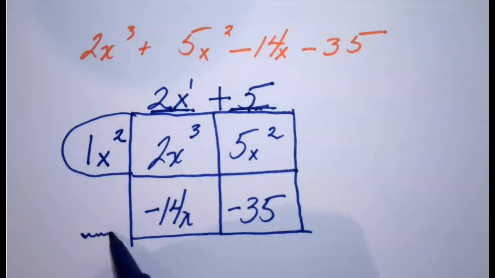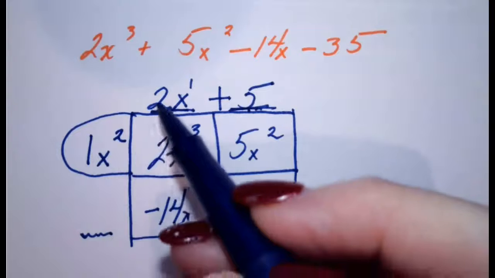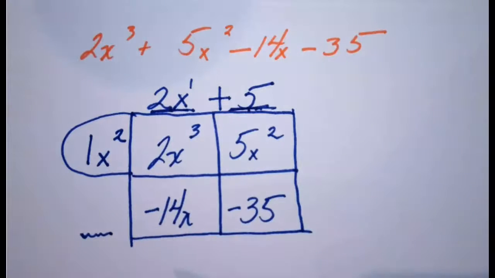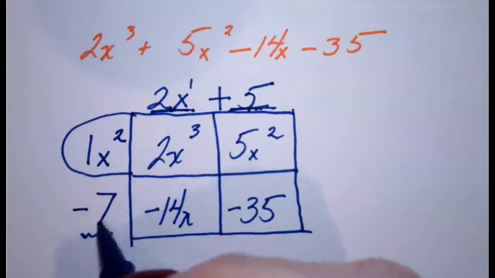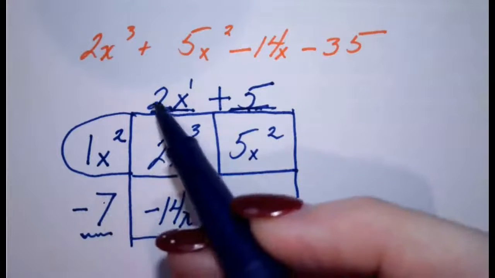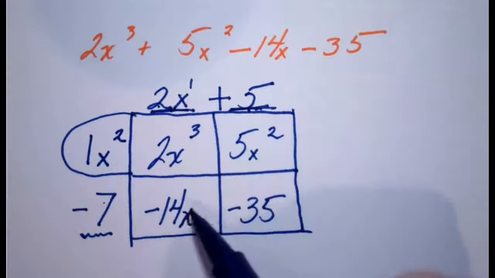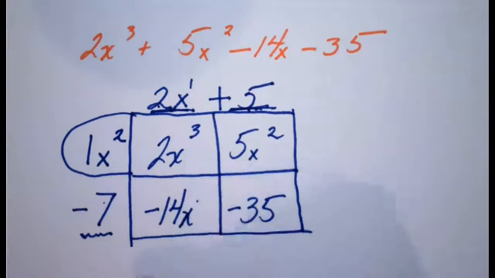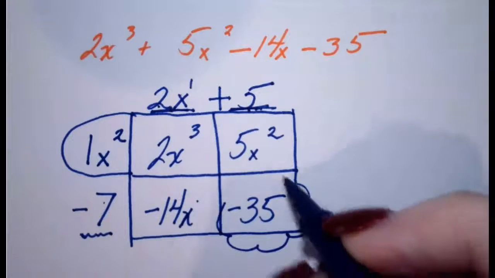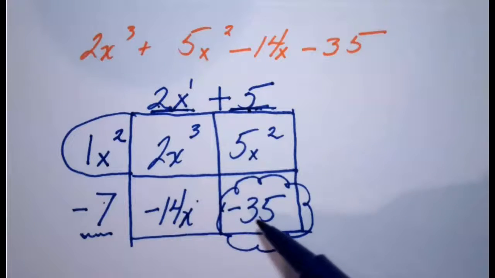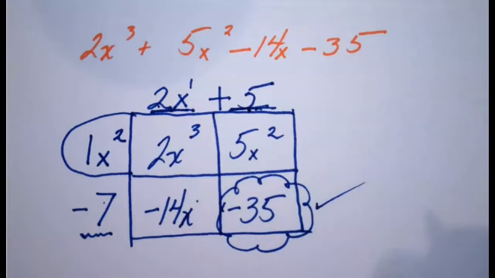Now I'm looking right here. Something multiplied by 2 is negative 14. Well, that has to be a negative 7, doesn't it? Negative 7 multiplied by 2 is negative 14. Now, I have an x. I only needed an x. I don't need any more. I'm going to check my last box. Is 5 multiplied by negative 7 negative 35? Yes, it is. So this is trying to factor with 4 terms.